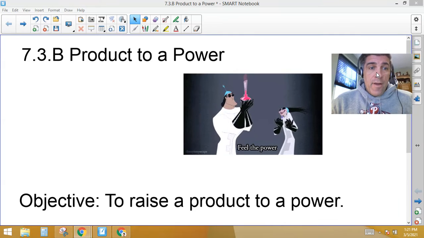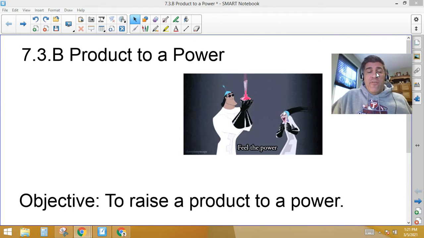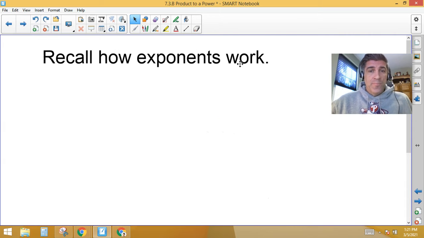Next lesson, here we go, guys. This is 7.3b, product to a power. And I actually kind of introduced this in the last lesson a little bit, so it may seem familiar. All right. Our objective is to raise a product to a power. But first, we got to recall how exponents work.